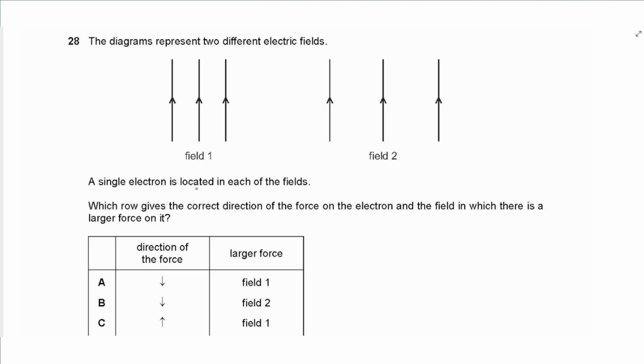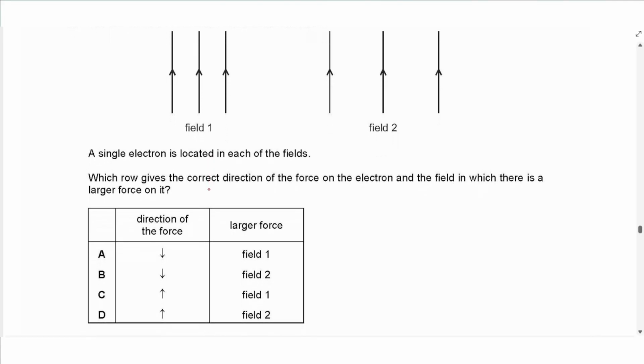Question 28 says the diagrams represent 2 different electric fields. A single electron is located in each of the fields. Which row gives the correct direction of the force on the electron and the field in which there is a large force on it? So a large force means a stronger field, and the stronger field has its lines closer together. So field 1 will have the stronger force. So field 1 and field 1. And an electron experiences a force opposite to the direction of the field. If the field is pointing upwards, then the force would be pointing downwards on an electron because it's negatively charged. So the common one here is A.